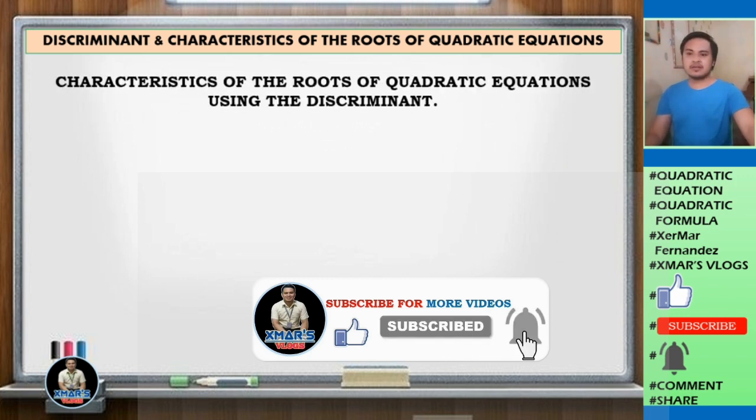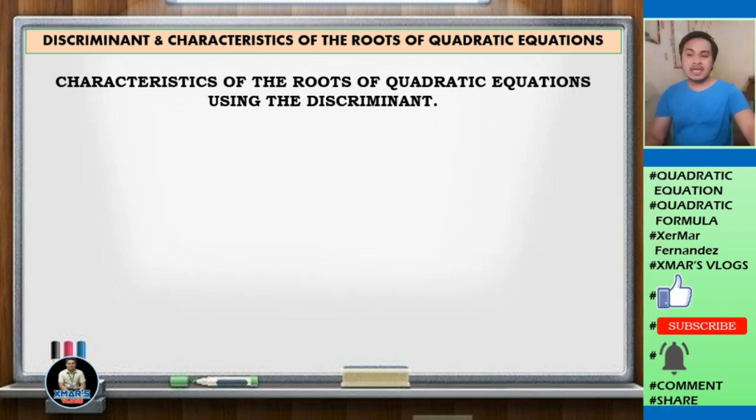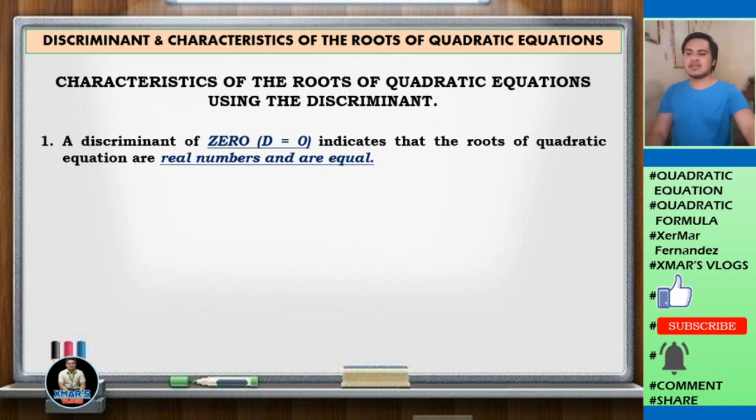Now, what are the characteristics of the roots of quadratic equations using the discriminant? Number 1, a discriminant of 0, or d equals 0, indicates that the roots of the quadratic equation are real numbers and are equal. Again, if d equals 0, then the roots of the quadratic equation are real numbers and are equal.